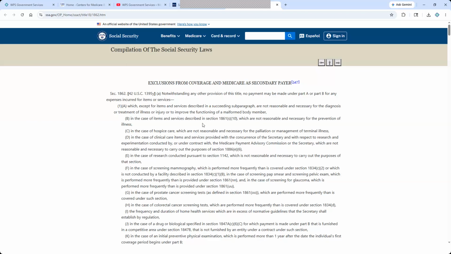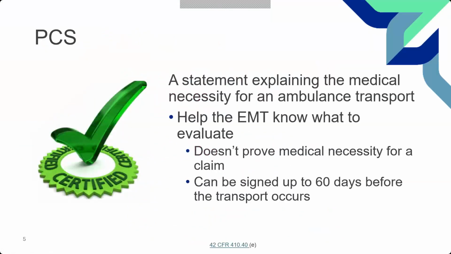All right. So next we're going to move on to slide number 5. This starts the basics of the physician certification statement, or PCS. A few of you referred to them as ambulance orders. That's fine too. The official terminology from CMS is PCS, or physician certification statement. So, a couple of things to keep in mind. A physician certification statement is a way for medical professionals to provide information about why they believe the ambulance transport is medically necessary and covered.